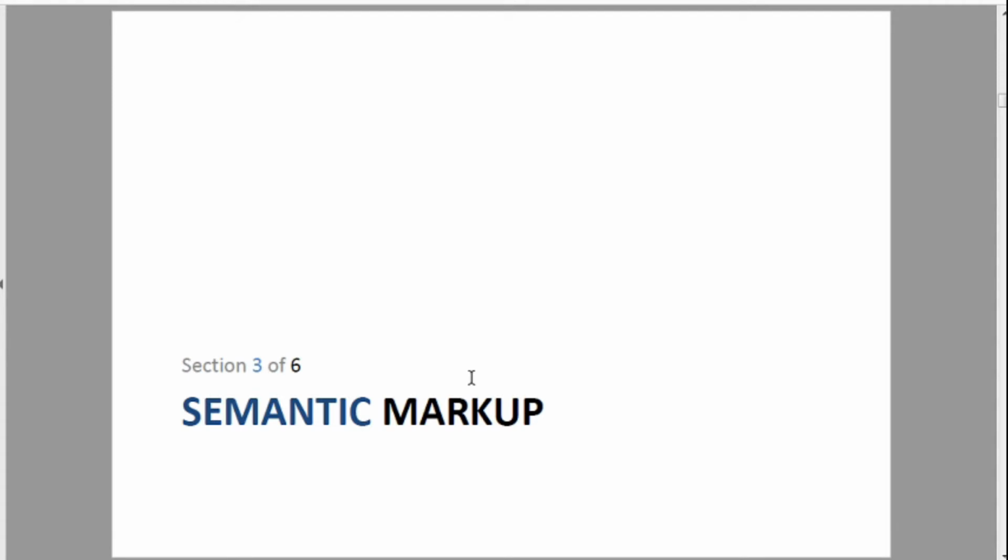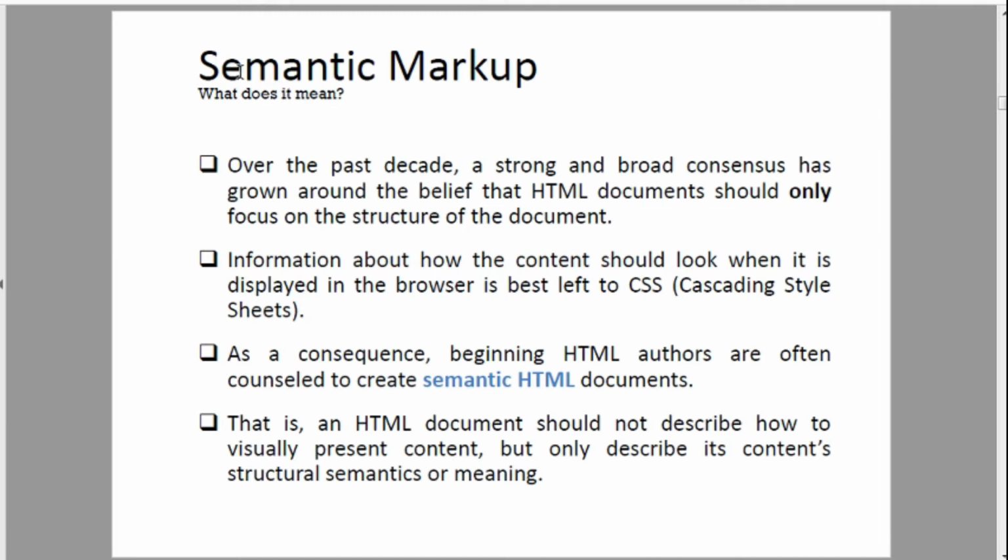The next topic we have is semantic markup. Okay, semantic markup, what does it mean? So we know what markup is. Markup languages usually tell us how to display a text or a content or a document visually. Markup languages are HTML, XHTML, XML and so on. So we know what markup languages are, but we do not know what is meant by semantic markup. So let us see what it is.